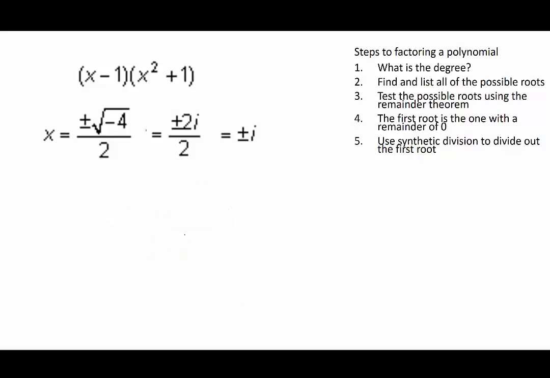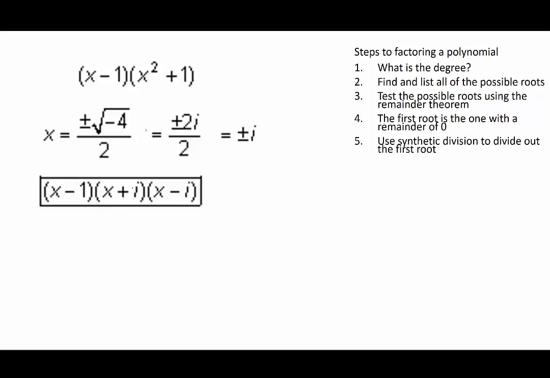Next, we need to write our polynomial as the product of factors. We have a polynomial of degree 3. That means we should have 3 factors. X minus 1 was the first one we found. We found 2 roots, plus i and minus i. So we have x plus i and x minus i. And that is our polynomial factored completely.